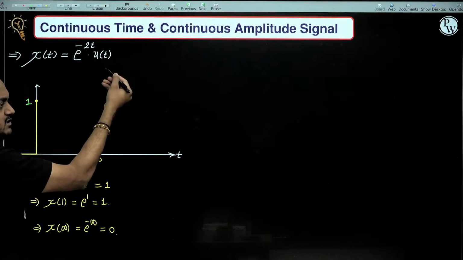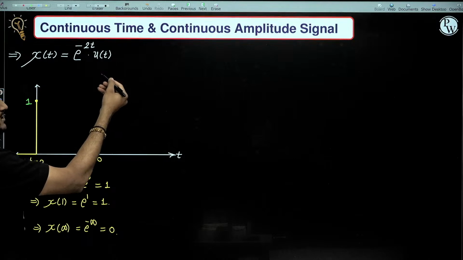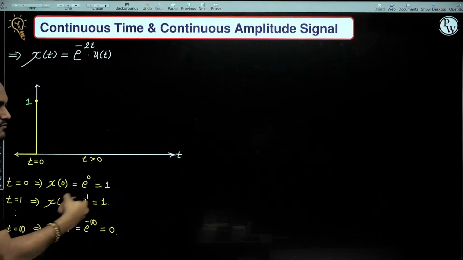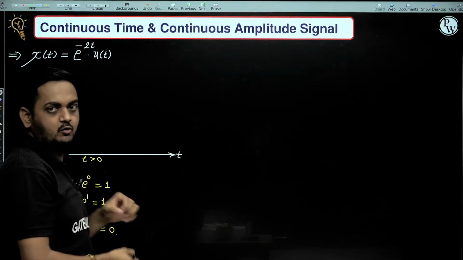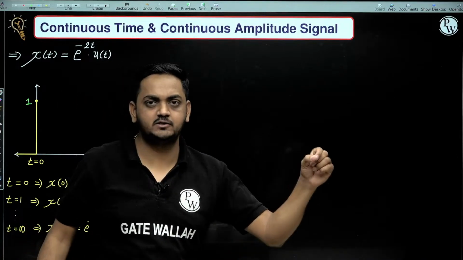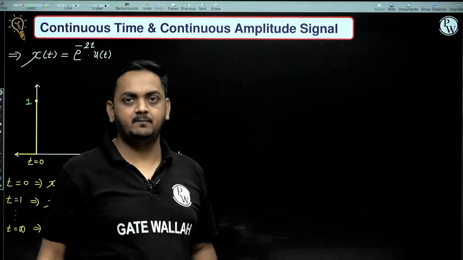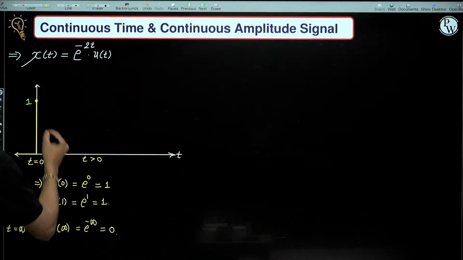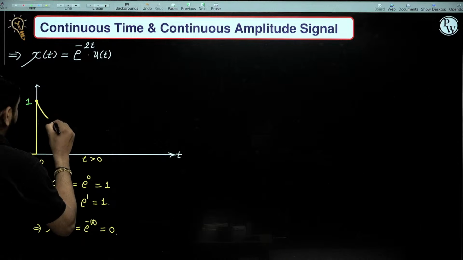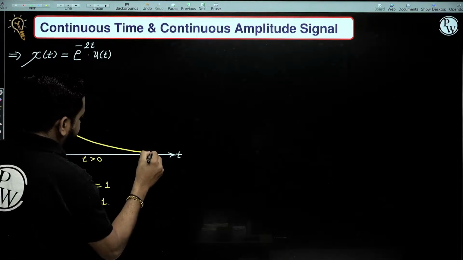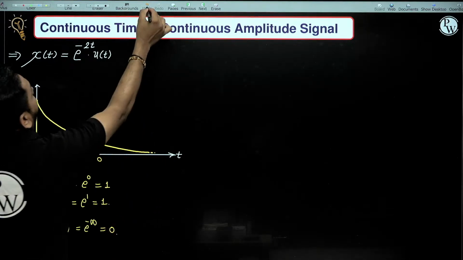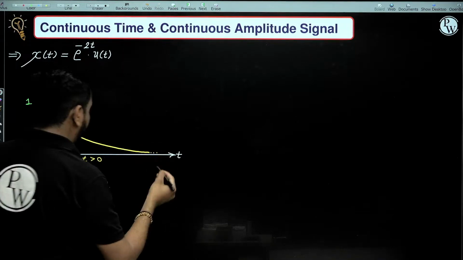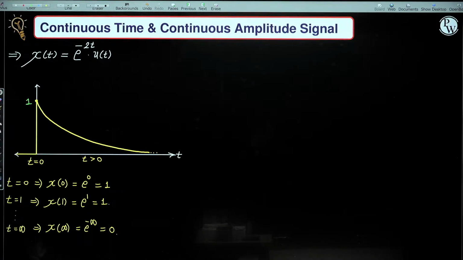You can take the integer value of t, or you can take a non-integer value of t also. You can take t equal to 1.5 also. You can take t equal to 1.256 also. In short, in this, amplitude is defined for any instant of time. So here amplitude is decreasing gradually, exponentially decreasing. And finally, at t tends to infinity, amplitude will be 0. So this is an exponentially decreasing function.